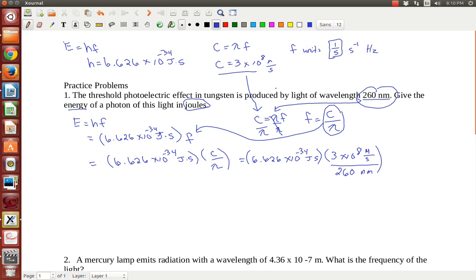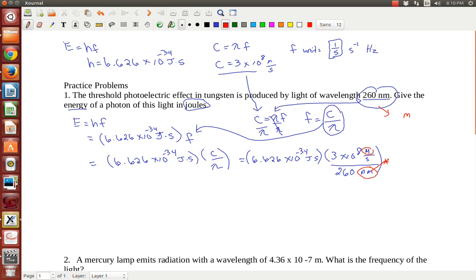Now hopefully you'll notice that we have a problem. We have meters on the top and nanometers on the bottom, so I need to do a unit conversion. So what I'm going to do is go ahead and just do the unit conversion here. I could have taken the 260 and changed it to meters up here if I wanted to, but it's easy just to go ahead and write it here. So multiply this by the conversion factor.